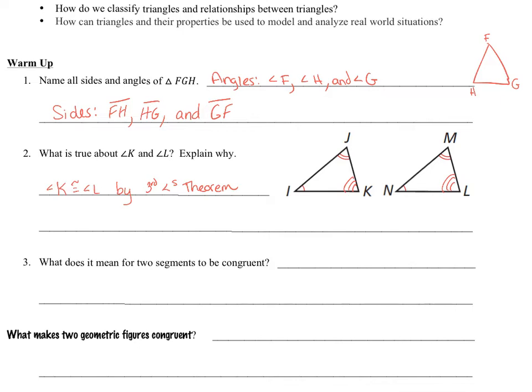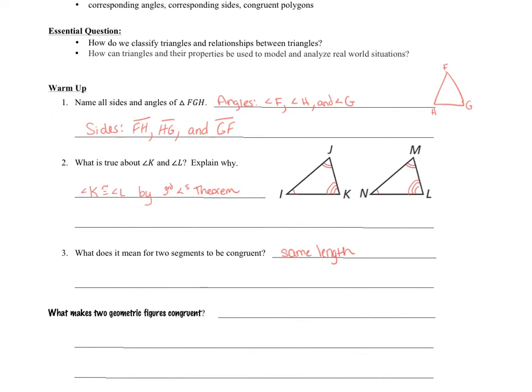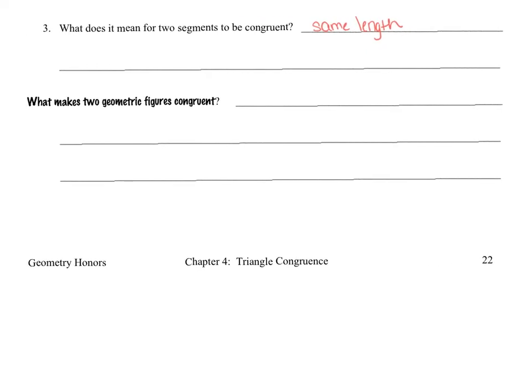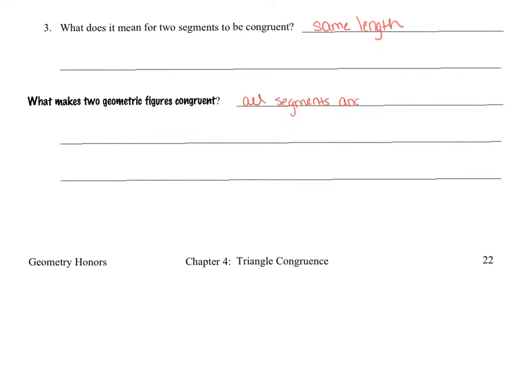What does it mean for two segments to be congruent? They would be the same length. Okay, and what makes two geometric figures congruent? To have two geometric figures congruent, we would need to have all segments and angles be congruent.